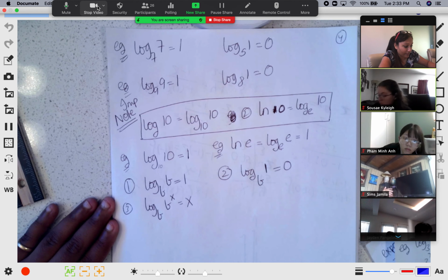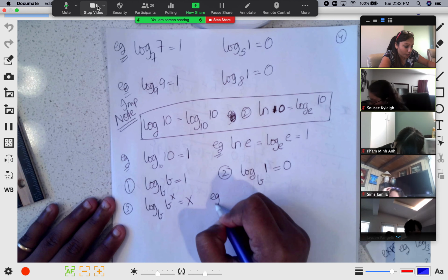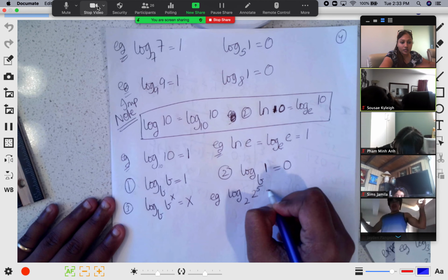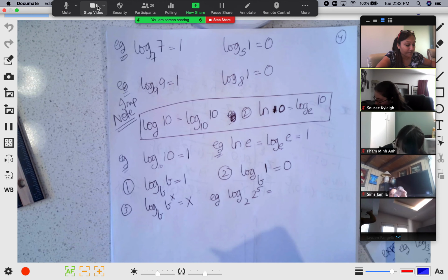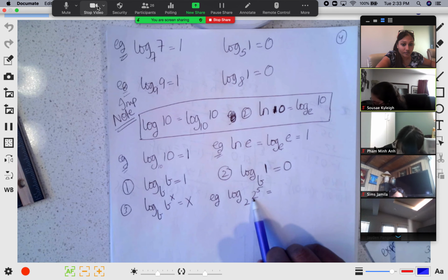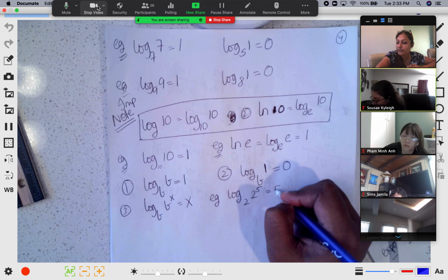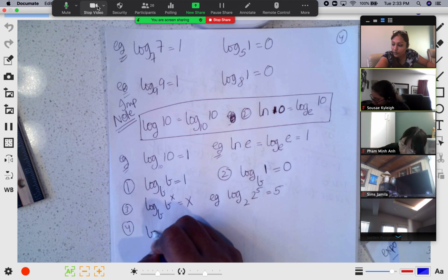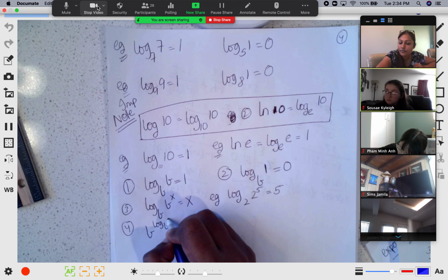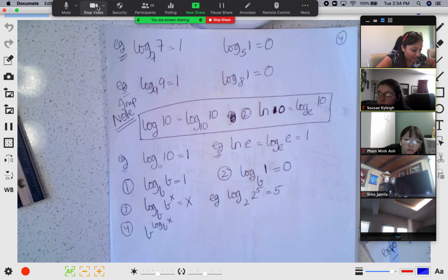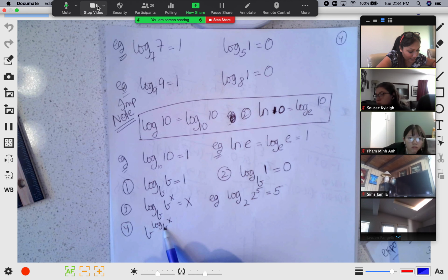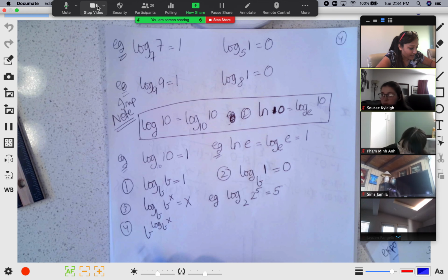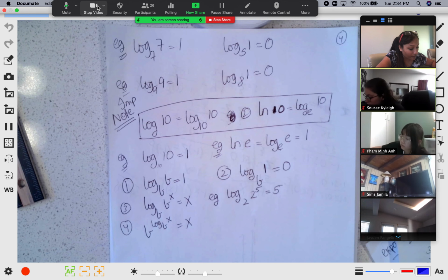So for example, find the value of log base 2 of 2 to the power of 5. Since my base is 2, and 2 is raised to power 5, they cancel out, you're left with just 5. Also one more property: if b is raised to power log base b of x, the base of the exponential and the base of the logarithm are exactly the same, so they cancel, and we are left with just x.